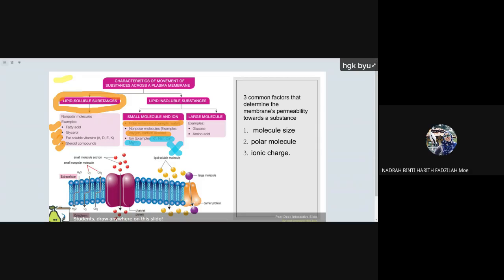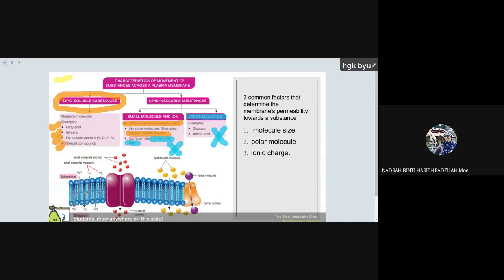They have to go through another route, which is the channel protein. And lastly, anak-anak, another type of lipid insoluble substance is large organic molecule. Dia tak ada charge, but the size is too big. So it cannot diffuse through phospholipid bilayer. It has to go through carrier protein.